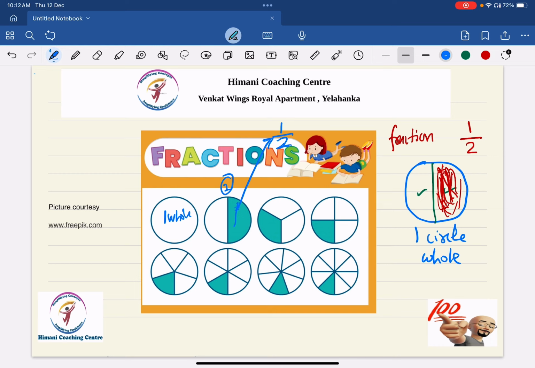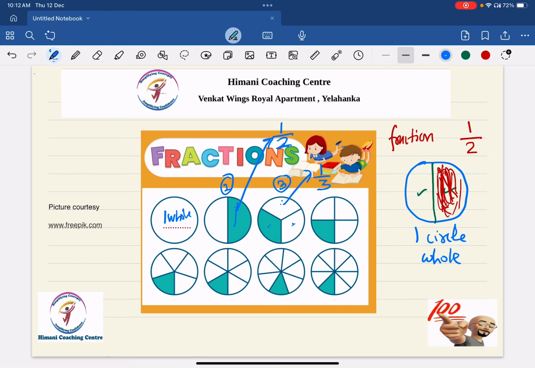Similarly, let us go to circle number 3 here. We can see we have divided the circle into one, two, three parts. If I take this shaded part, we are taking one out of three equal parts. So this will be written as 1 by 3.